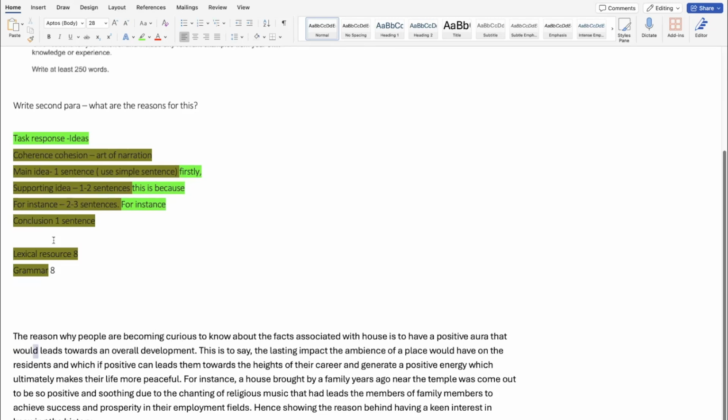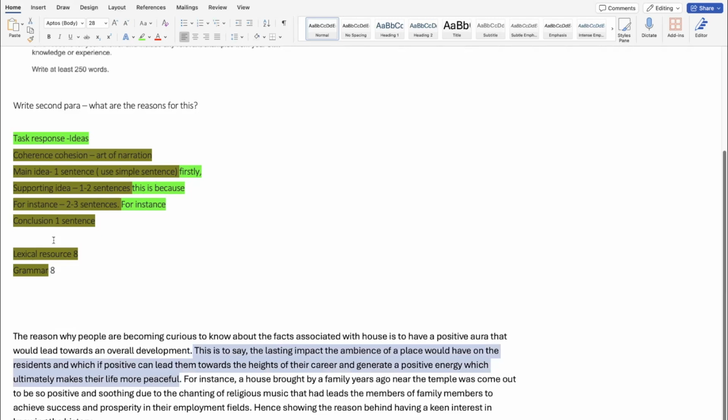See, whenever you use the word "would", right? "Will" will not come. He would eat. He would eat. Which "if" will never come, no? See, that's why don't write so complex. Write in very simple terms. And which, if positive, can lead them towards the heights of their career and generate a positive energy, which ultimately makes their life more peaceful. This could have been written in a very simple way.